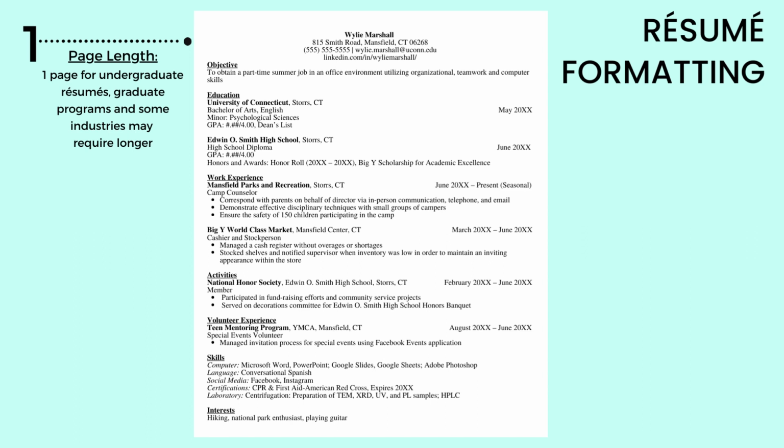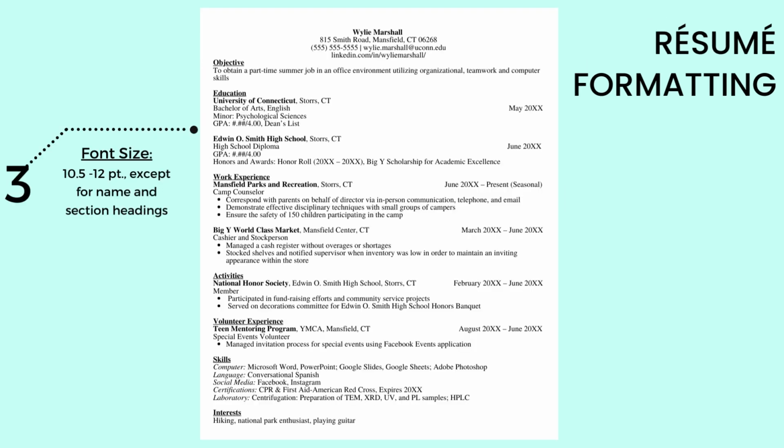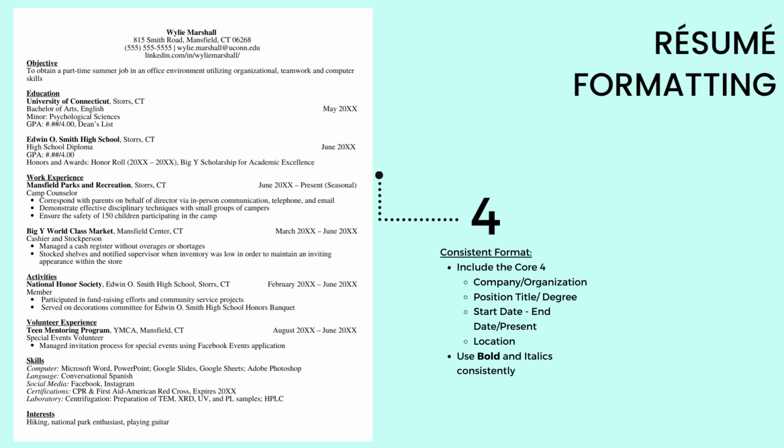Now that Wiley has updated the different sections of her resume and organized each section in reverse chronological order, let's talk about formatting. When creating your resume, you want to make a good first impression. It should be neatly organized and follow some general guidelines. Typically, your resume should be 1 page in length, though some graduate schools and industries may require longer. Your margins should be between a half inch to 1 inch wide on all sides. The font size should be between 10.5 and 12, while your name can be larger and bolded at the top of your resume. If you'd like, you can also make your section headings larger.